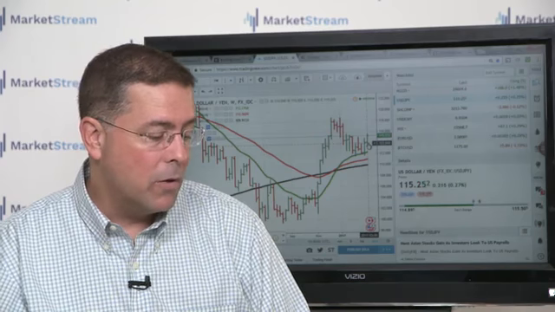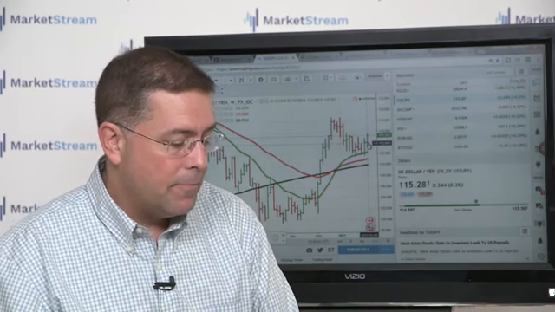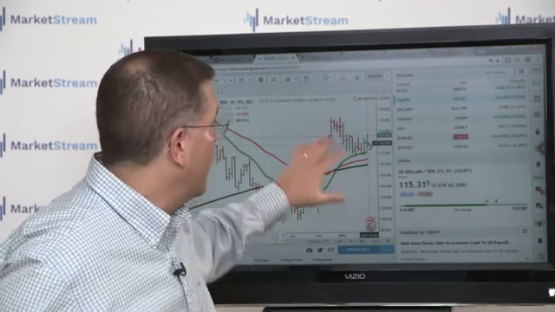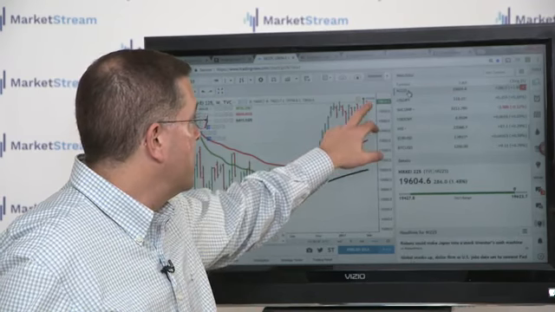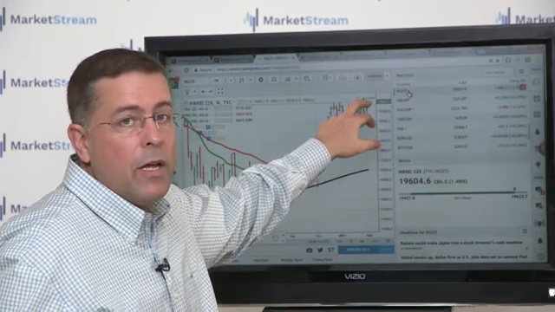Also, what was notable when we take a look at Japan is the fact that over the course of the week, the index was able to finish off of its best levels.